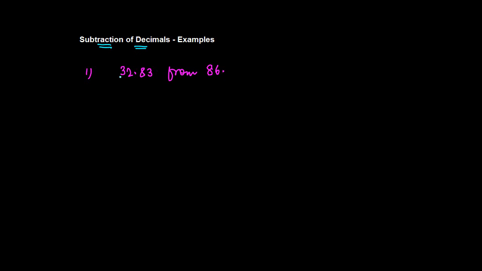of subtraction of decimals, basically what we do in these cases is we first convert both the decimals into like decimals. And how do you do that? So let's say we have to subtract 32.83 from 86. How many decimal places do I have here? 2. And how many do I have here? 0. So I need to add 2 more decimal places to this. And how do I do that? I just put in a decimal point and I put 2 zeros.